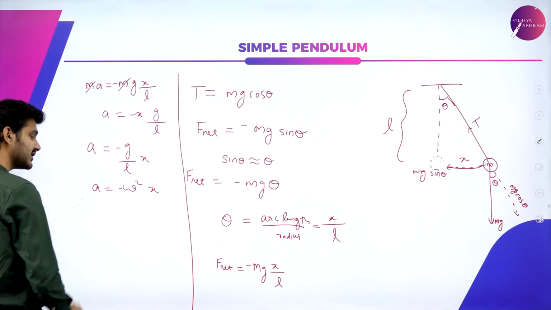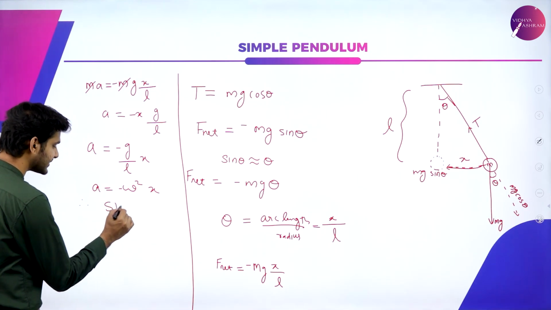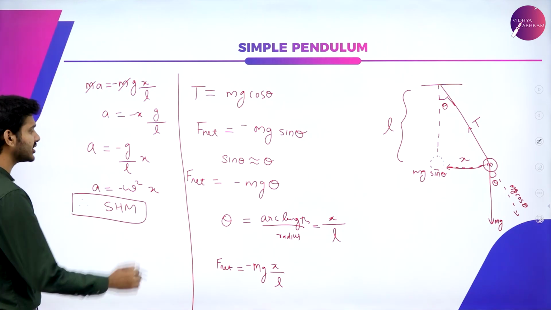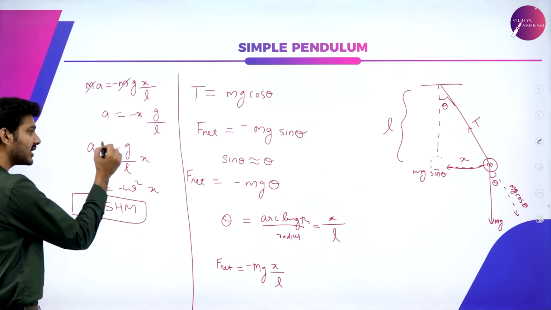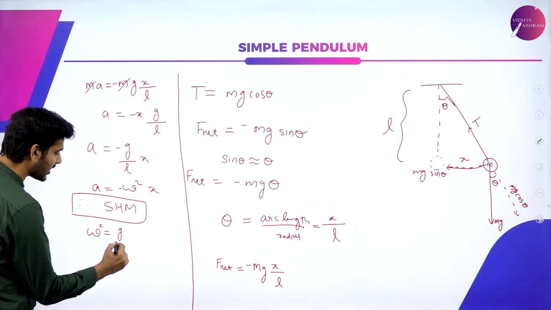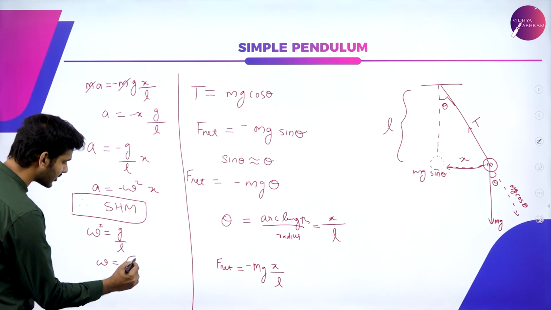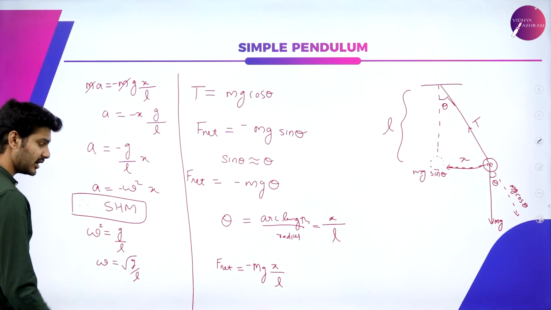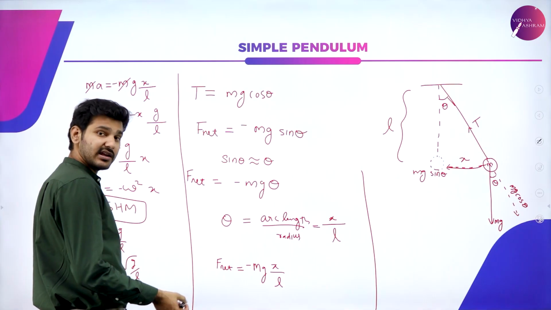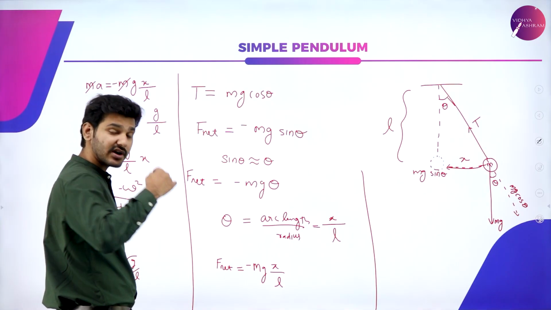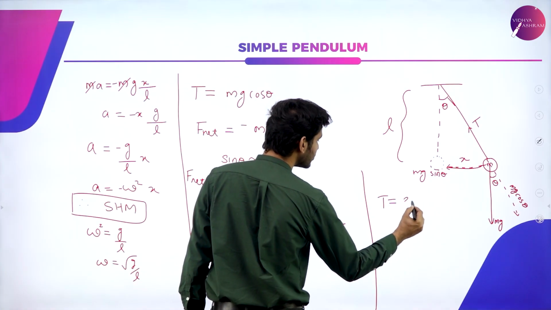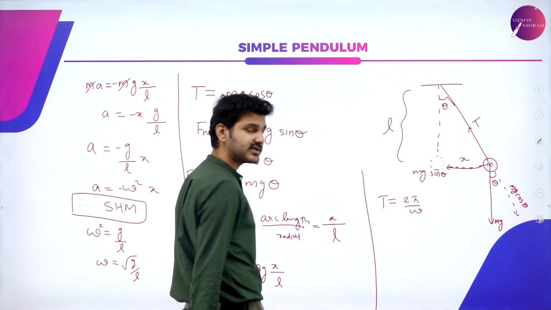Therefore, the simple pendulum is again executing SHM. That is, the simple pendulum is executing a simple harmonic motion because the acceleration is of the form negative omega square x, where omega square is equal to g by L, or simply omega is equal to root of g by L. So if I substitute here, just like in the previous case, I can write this equation in the form of a time period. That is, time period is equal to 2 pi divided by angular frequency omega.